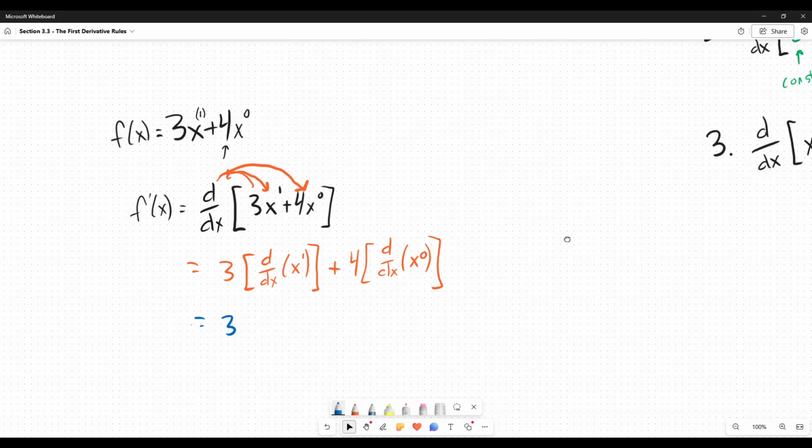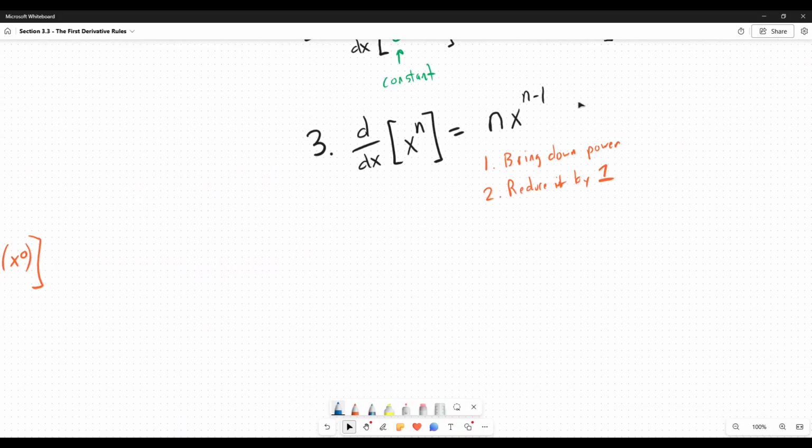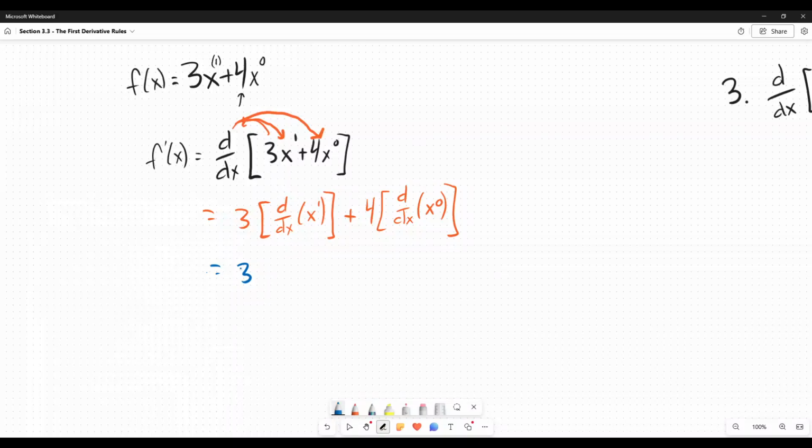Now, using the third rule, what are we going to do? Remember what our rules are. I'm just going to go over here real quick. Bring down the power, reduce it by 1. Bring down the power and reduce it by 1. Bring down the power and reduce it by 1. Now comes our cleanup.